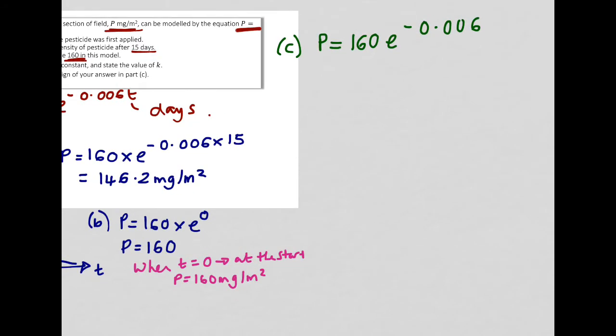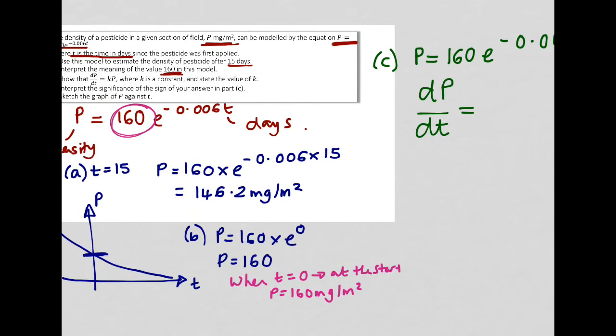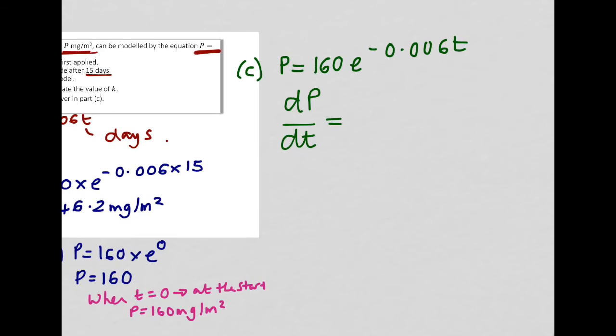And I'm asked to find what dp by dt is. Now, it's very easy to get caught up in it saying, show that it equals kp. Well, the first stage is to find out what dp by dt is. I can get stuck looking at that, whereas actually the key part of this is, first of all, get on and differentiate it. So this requires you to remember how to differentiate an exponential function. If you can't remember, you'll need to look back at my previous video.